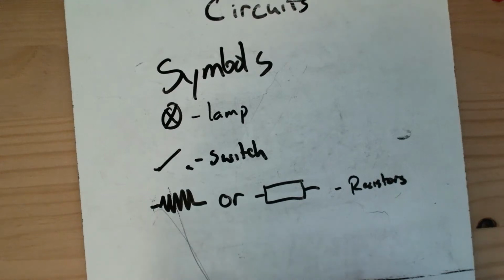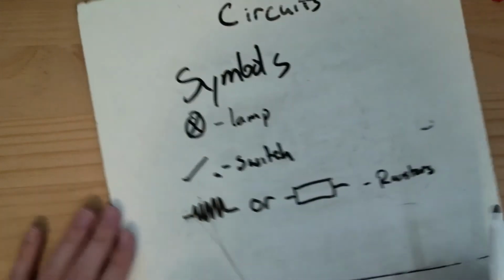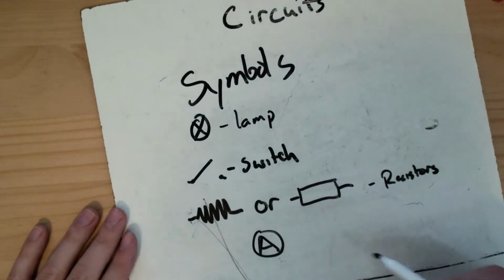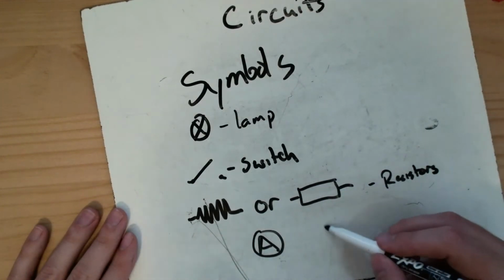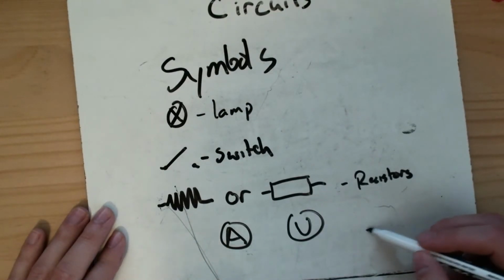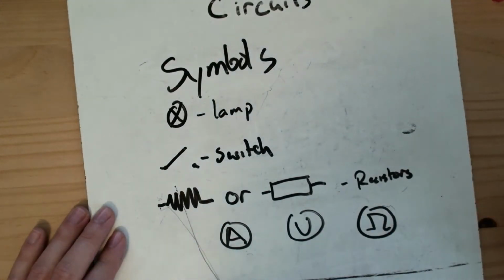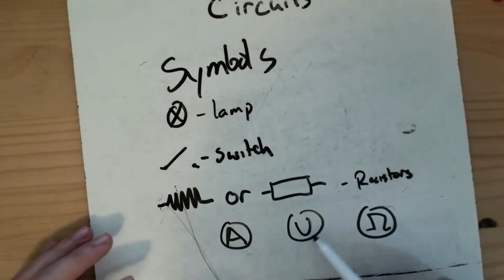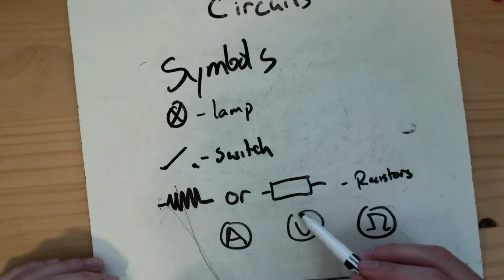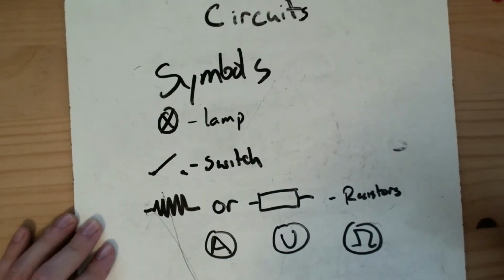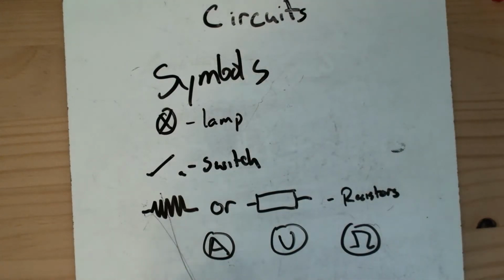Now there's also 3 ways that we can measure the 3 things that we talked about for Ohm's law. I can have an ammeter, which measures current. I can have a voltmeter, which measures voltage. And I can have an ohm meter, which measures resistance. So there's 3 different things that I can measure for Ohm's law, and they are represented by one of the letters inside of a circle. So those are the symbols that you have to know before you start dealing with circuits.